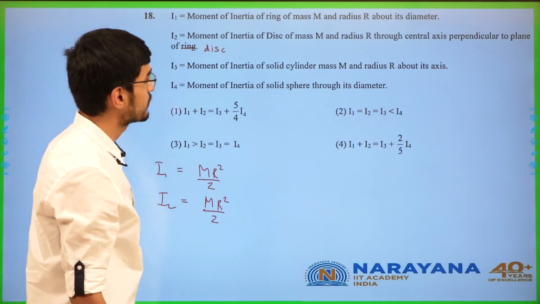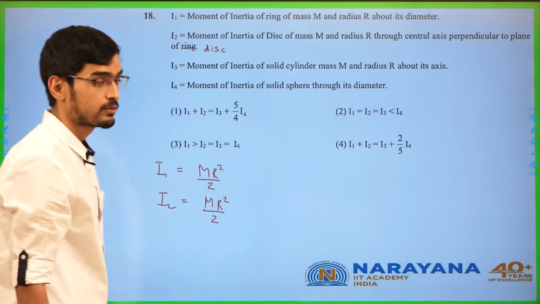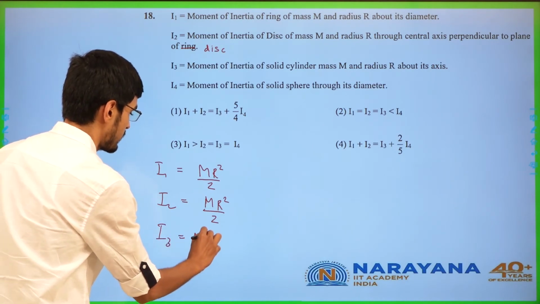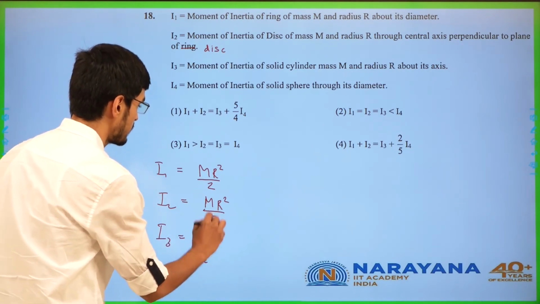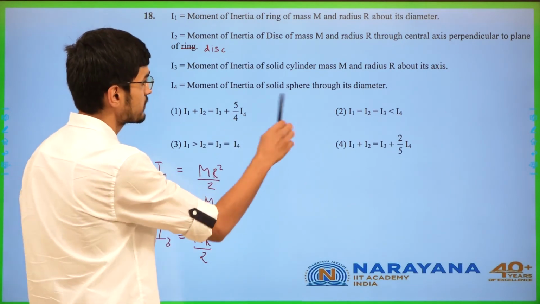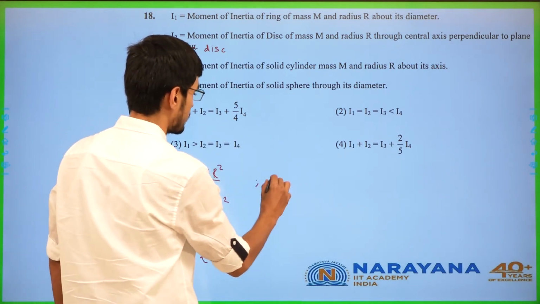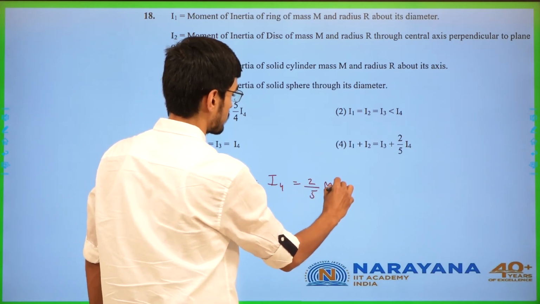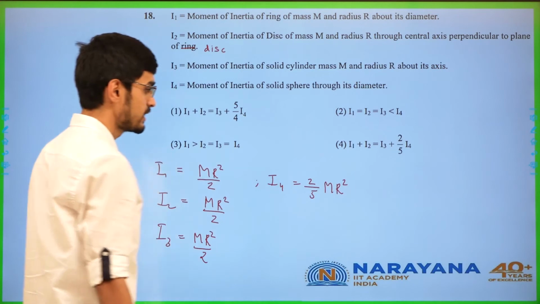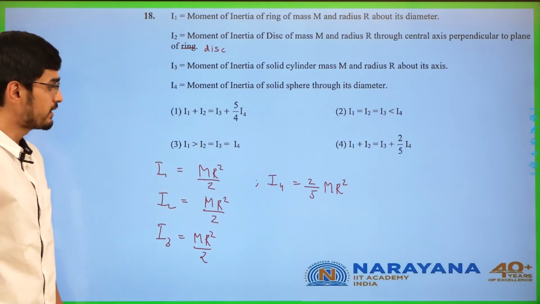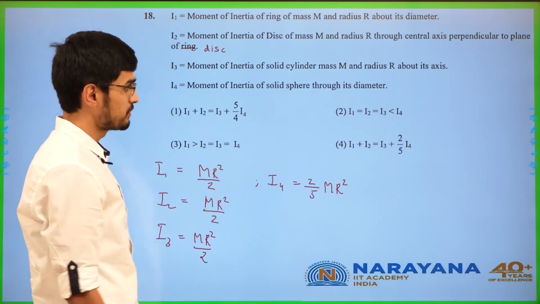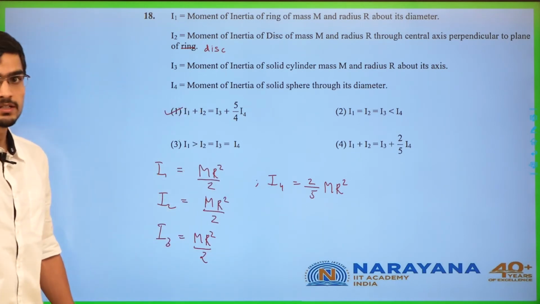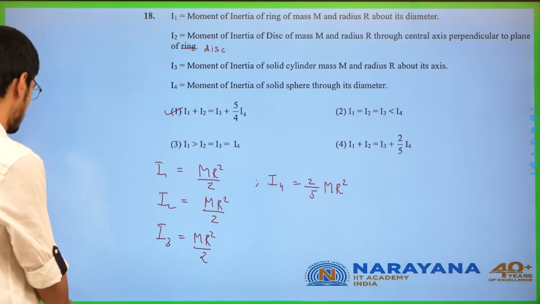I3, moment of inertia of a solid cylinder of mass m and radius r about its axis. I3 is also going to be the same, mr square by 2, that is also a standard result. I4 is the moment of inertia of a solid sphere through its diameter. That is also another standard result, which is 2 by 5 mr square for a solid sphere about a diameter. Right? These are the values of I1, I2, I3 and I4. We can easily verify the options. When you do that, this is what comes out to be true. Right? Next.